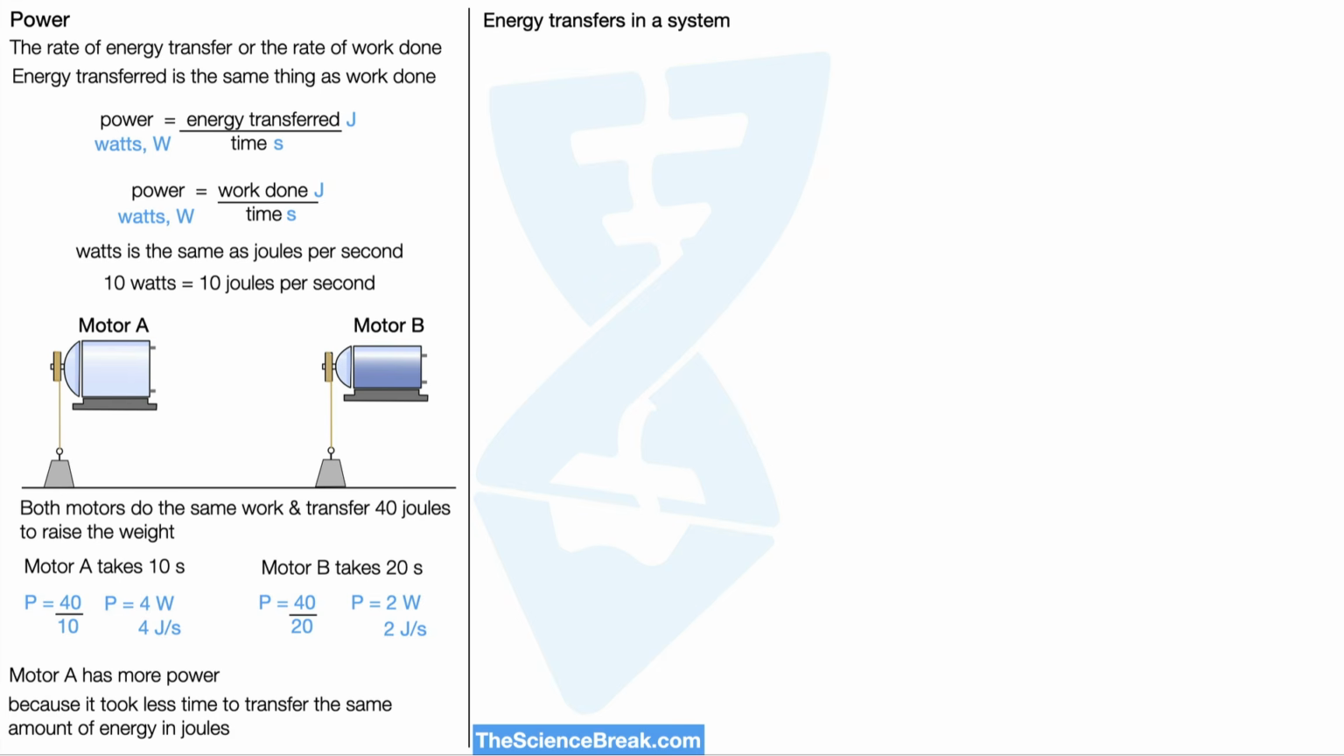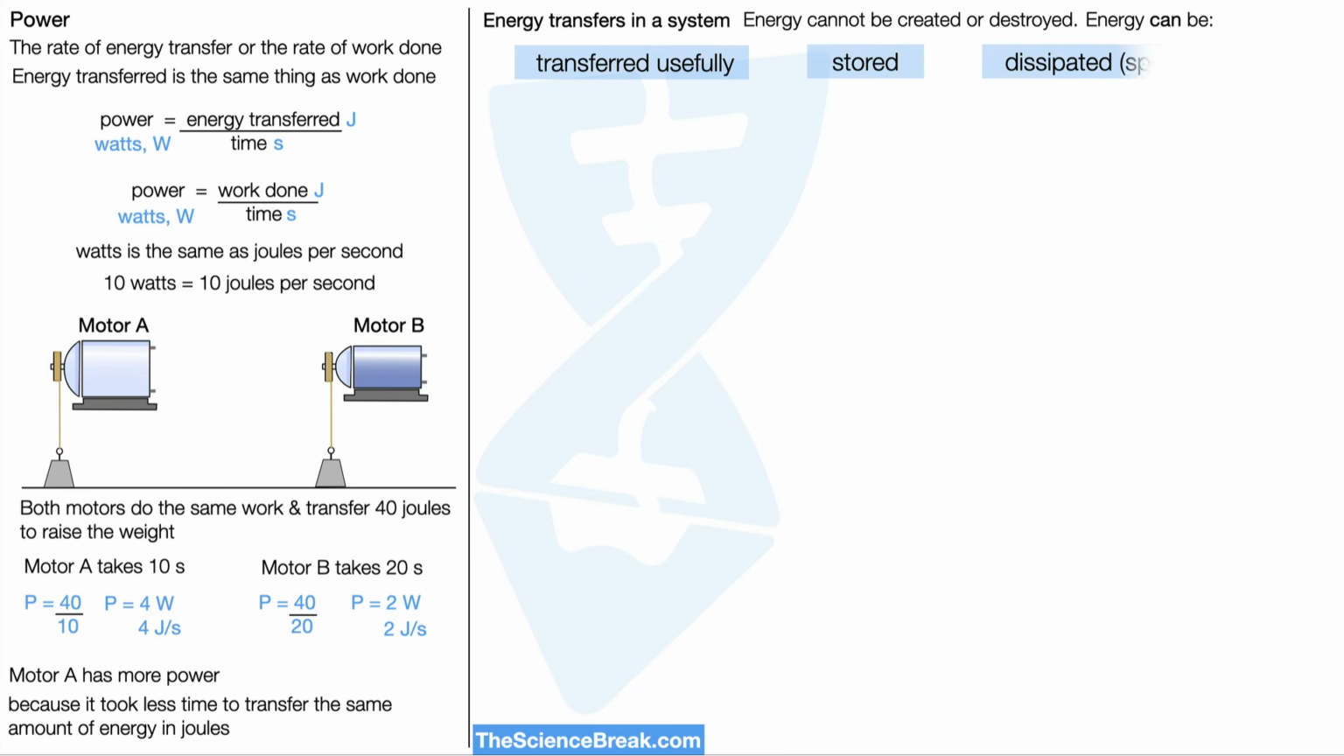Next, we take a look at energy transfers in a system. Remember, energy cannot be created or destroyed. However, energy can be transferred usefully, it can be stored, or it can be dissipated or spread out to the surroundings.